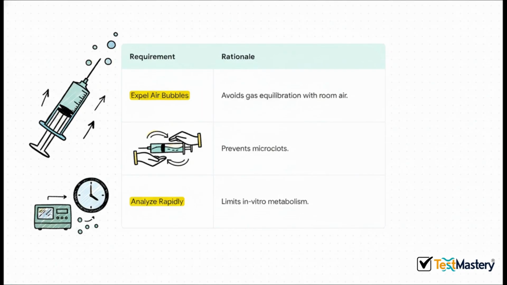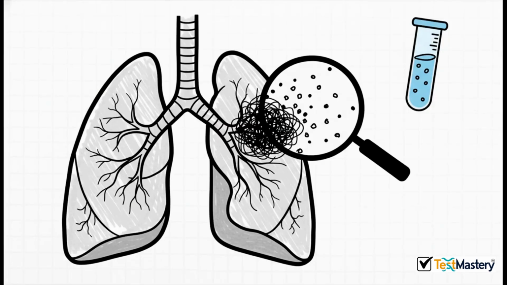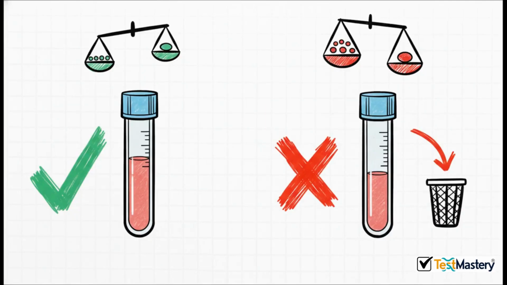Now, besides ABGs, when a patient is having trouble breathing, you will very likely be drawing a D-dimer test. This is a blood test that helps doctors rule out a serious blood clot, like one in the lungs, called a pulmonary embolism. And this slide shows you exactly why your technique for a D-dimer is so critical. You have to use a light blue top tube, and it has to be filled correctly.